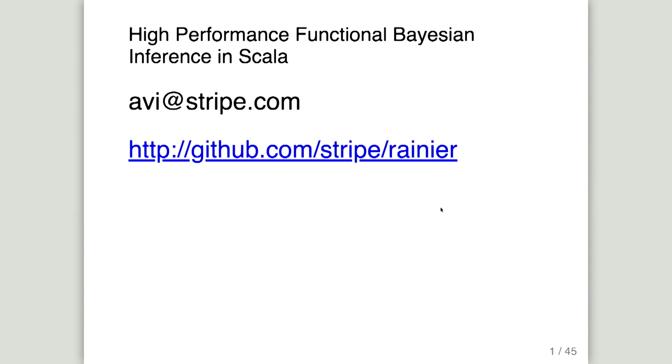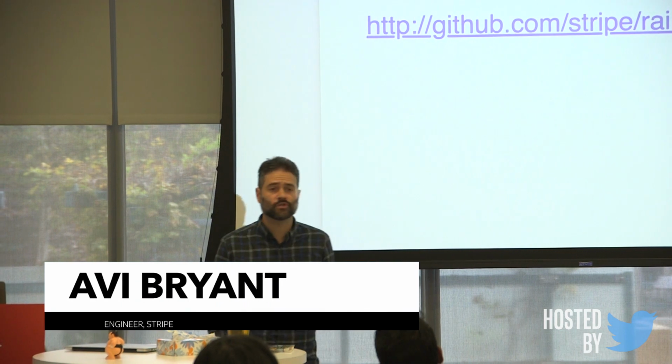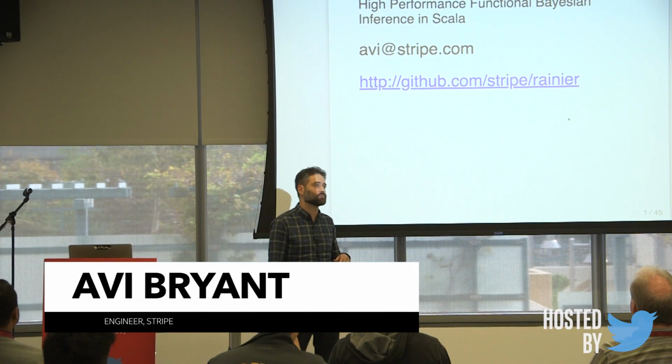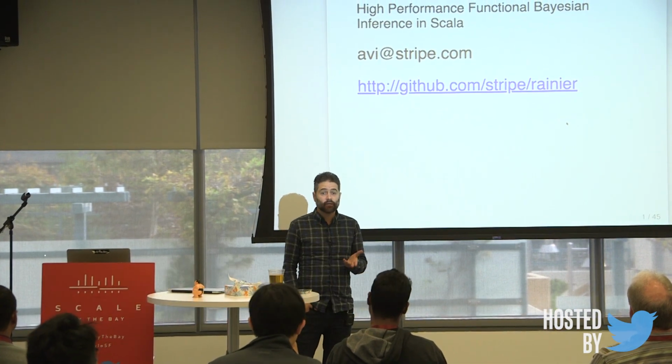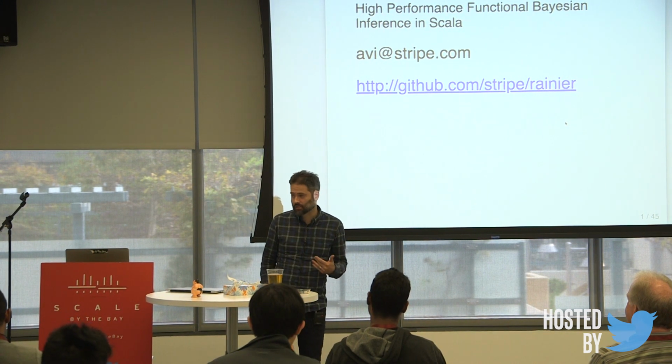I'm Avi. I work at Stripe, and I'm going to talk a little bit about an open source project that I've been working on at Stripe for the last year or so, Rainier, which is a system for doing Bayesian inference in Scala.